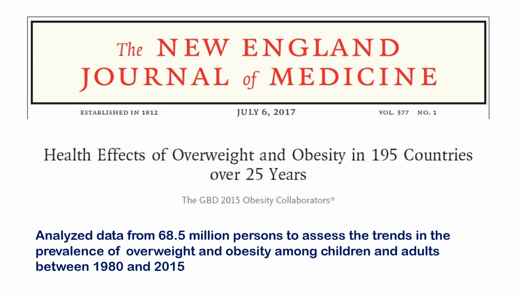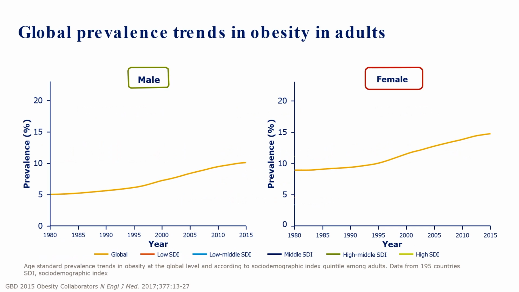Turning now to a study that was published in the New England Journal of Medicine, looking at the health effects of overweight and obesity in 195 countries over 25 years, that analysed data from 68.5 million persons for the trends and prevalence of overweight and obesity among children and adults between 1980 and 2015. You can see that the global prevalence in obesity was increasing both in males over the time period as well as in females over the time period, which is in accord with the previous study that we discussed.